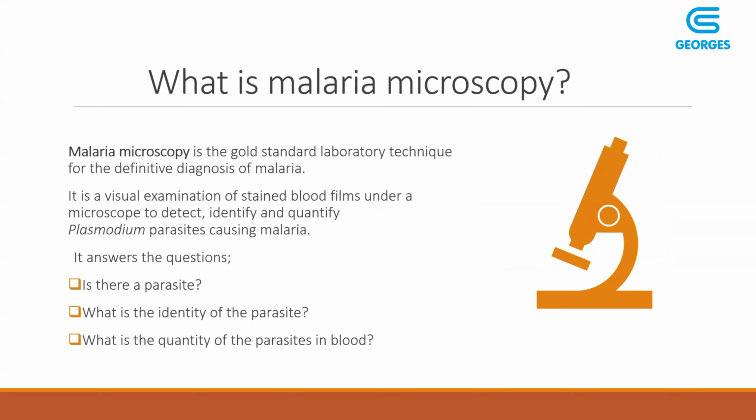So quickly, what is microscopy? Microscopy is the gold standard technique for definitive diagnosis of malaria. So it is just a visual examination of a stained film under a microscope. And microscopy answers 3 questions: is there a parasite? And what is the identity of this parasite? And what is the quantity of this parasite in the bloodstream?